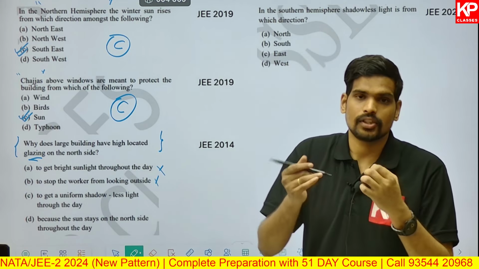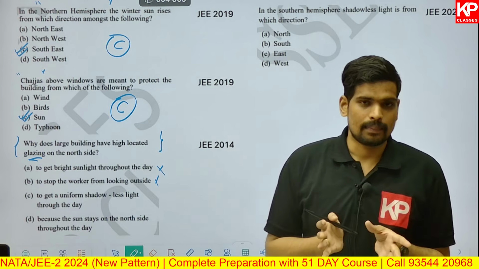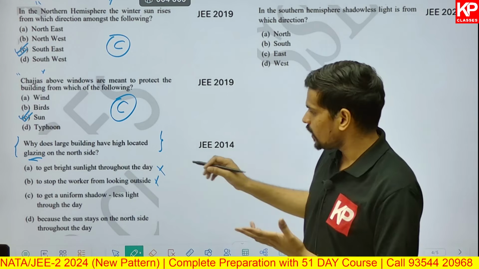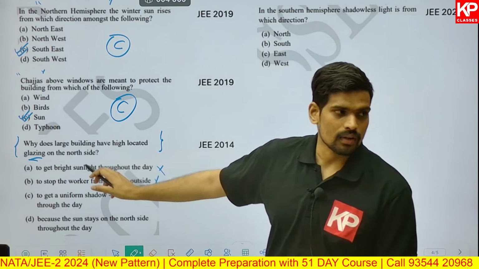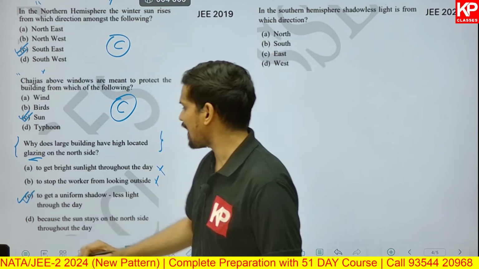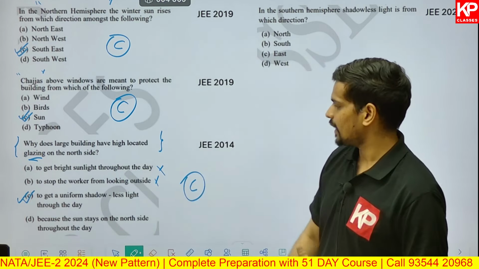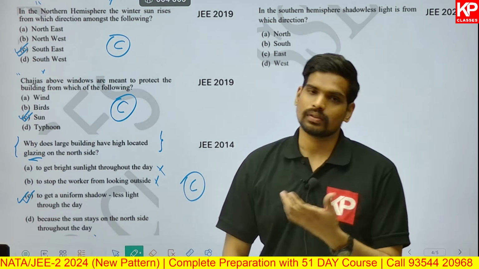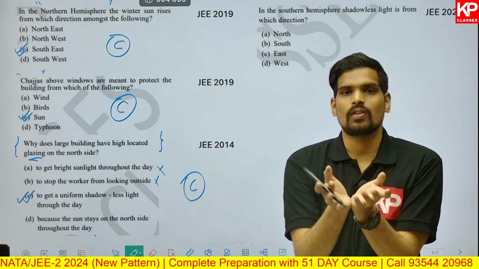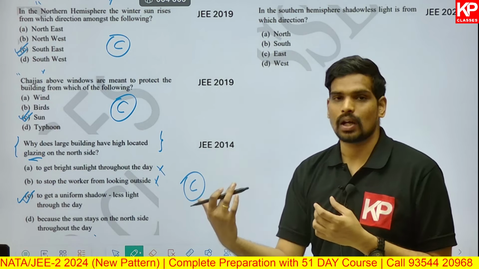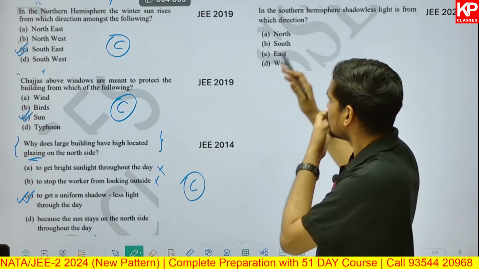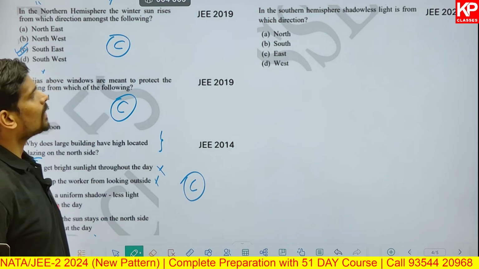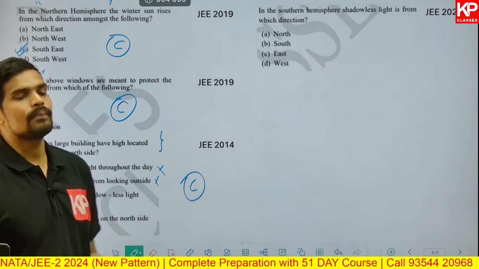From the north direction. They have not mentioned the hemisphere over here, but they're talking about India. So India is in the northern hemisphere. So in the northern hemisphere, from the north side, you will get uniform shadowless light throughout the day. C again is the correct answer. If you check the fourth option, the sun stays on the north side throughout the day, not correct. The sun doesn't stay on the north side throughout the day. It in fact stays on the south side throughout the day in the northern hemisphere. The next question you can see over here, this again is a past JEE question. In the southern hemisphere, shadowless light is from which direction?